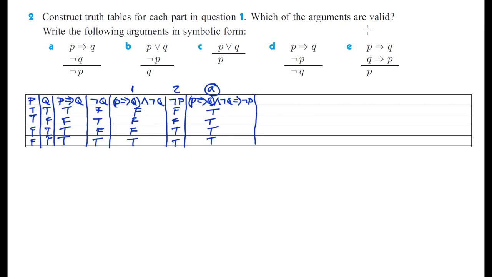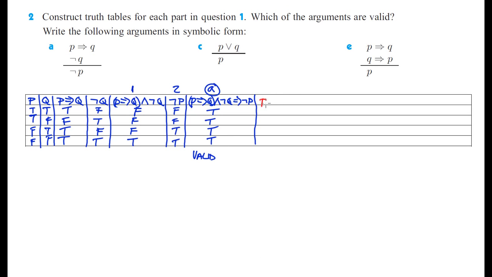All right, and it says which of the arguments are valid. This is a valid argument because it's all true. It's a tautology. Okay. We're not doing B or D. We're just doing A, C, and E. So let's get rid of those. Okay. Let's move on to C here.